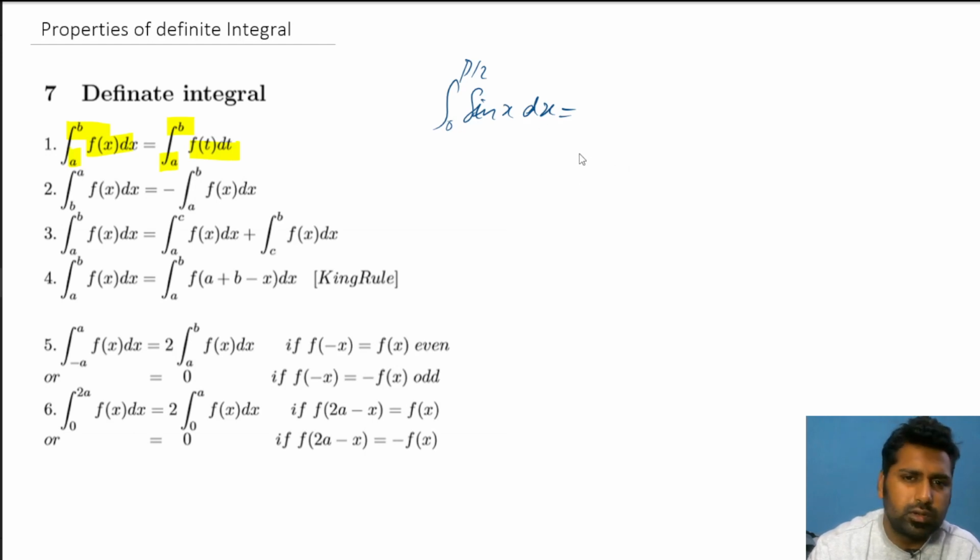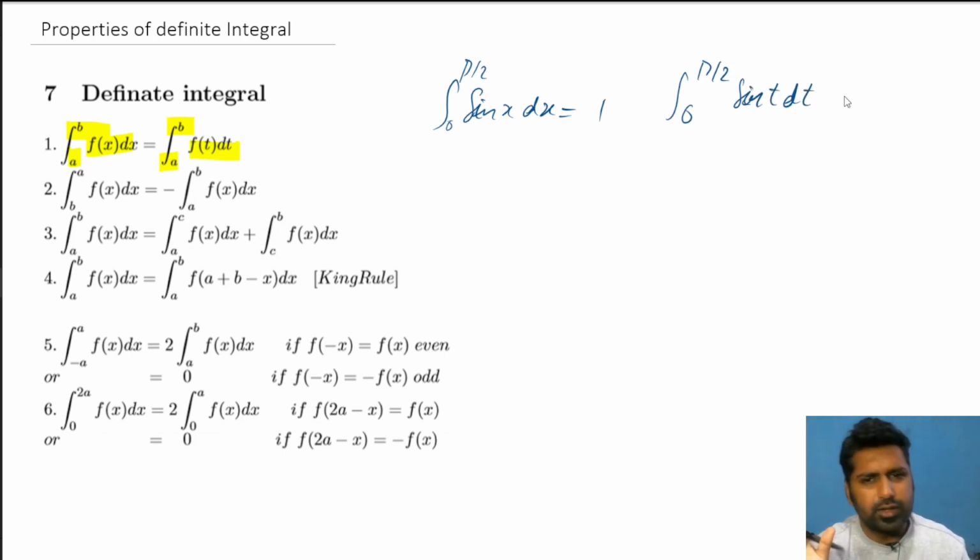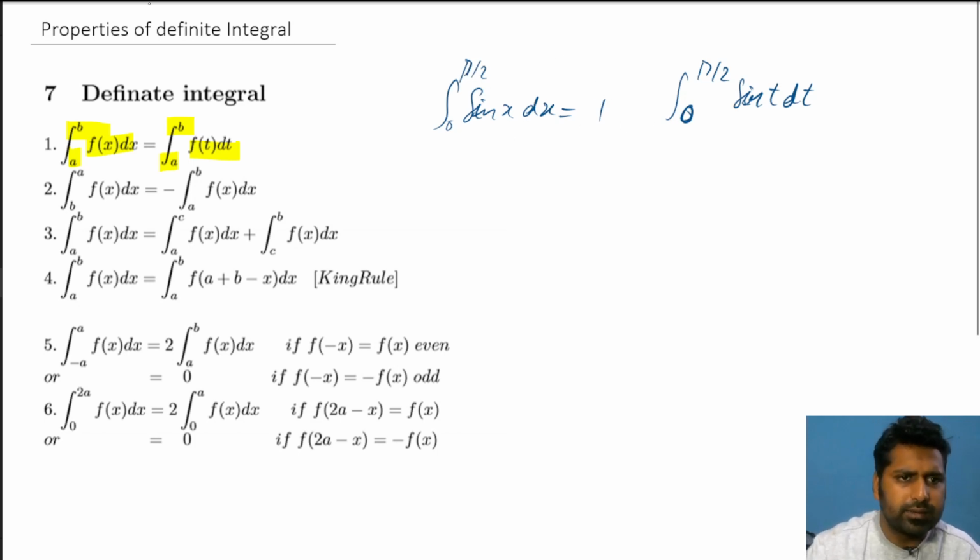It will be 1, I think. Yeah, 1. Now whether you do this with sin x or you do it with sin t, the name of the variable as such is not of any importance. Whether you call it t or x, there's no problem, as long as the limit is the same, 0 to pi by 2, both will give you the same result. Okay, that's the meaning of this.